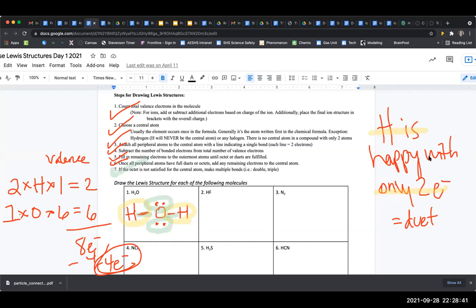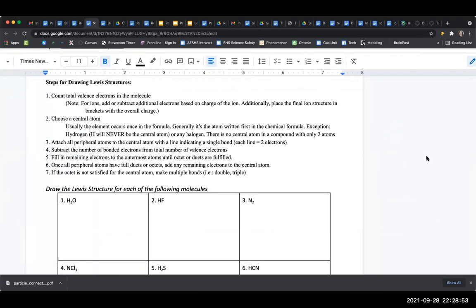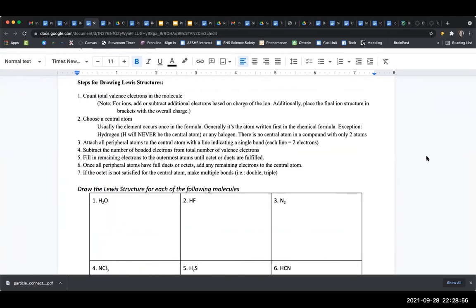Okay. Let's try that again for N2 because it does look a little different. Again, we're going to do all these steps in order. Okay, and I really want you to do that. This entire worksheet, don't try to just freestyle. You're not ready for the freestyle yet. You really have to practice going through each step before you're able to do that.